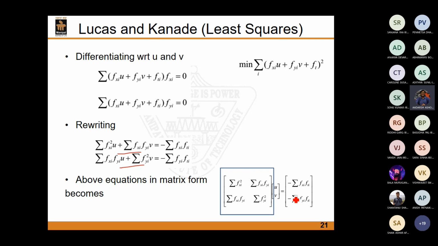If you observe this equation right now, this matrix which we are using is a square matrix. That means we do not have any problems with finding the inverse, and we can directly find the values of u and v. So by formulating it as a least square minimization problem, we are able to get this equation where you have a square matrix and where we can easily find the inverse.